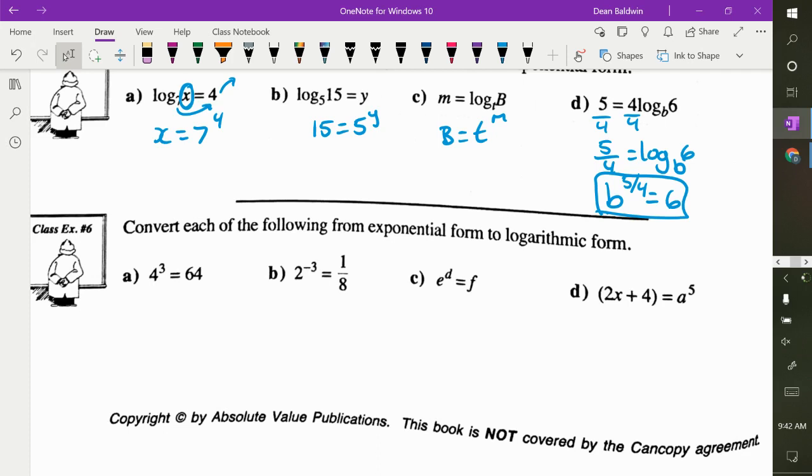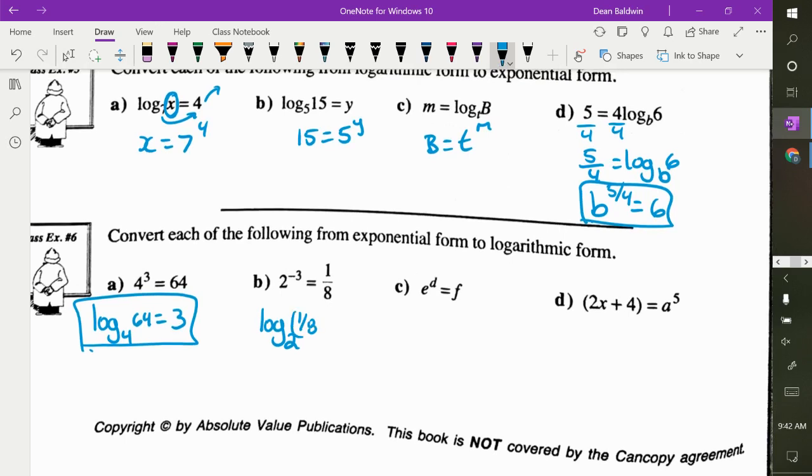Now we're going to logarithmic form. So, what's my base in this equation? 4. So it's log base 4, so subscript 4, of what number? Of 64 equals 3. What about the next one? What's the base? 2. So log base 2 of 1/8 equals negative 3. What about C?